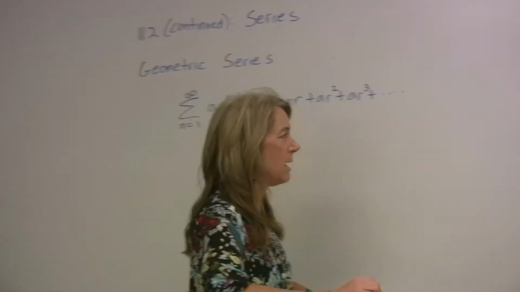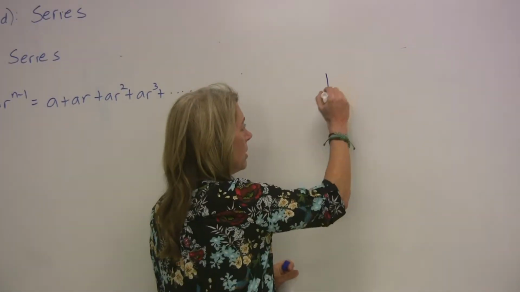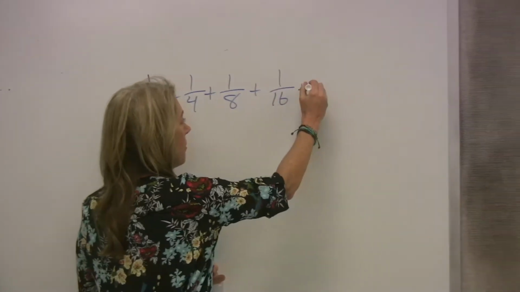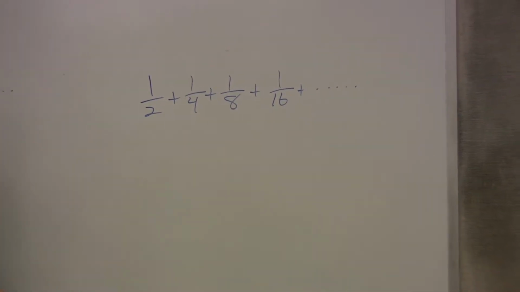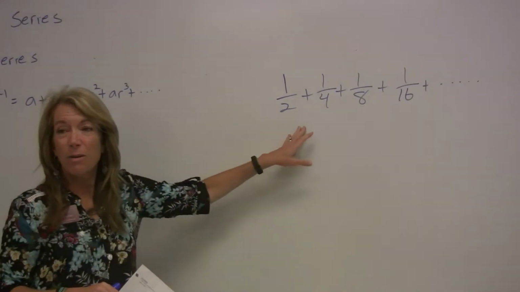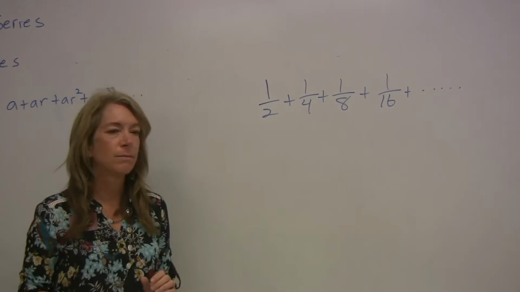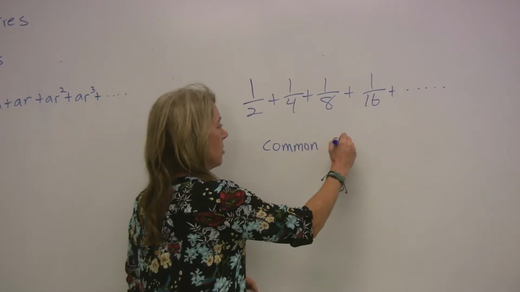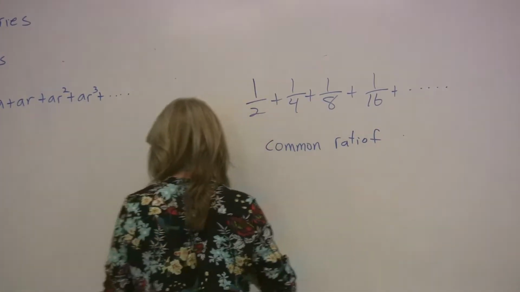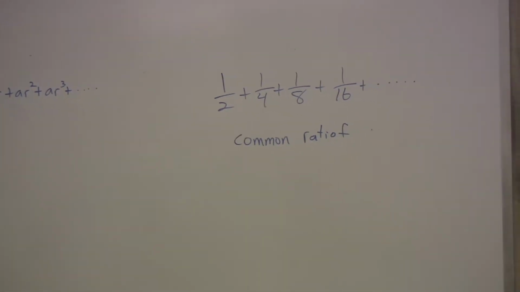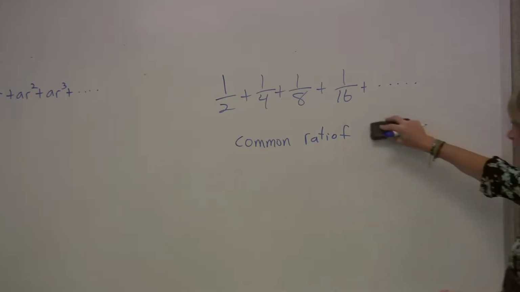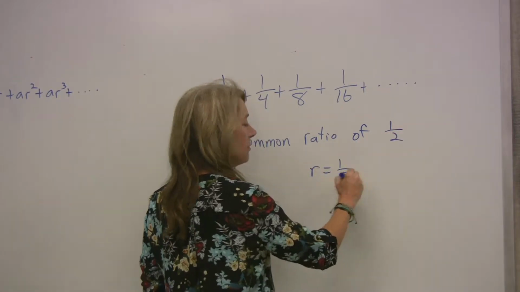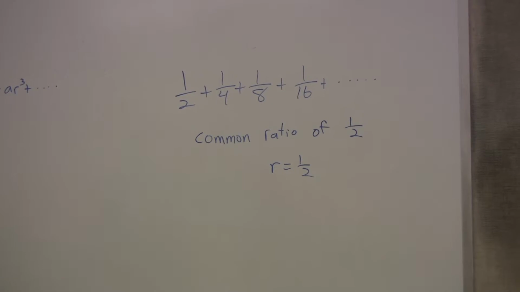I think I gave you one of these last time. Well, actually, the one with the papers. We did 1/2 plus 1/4 plus 1/8 plus 1/16, where I ripped up my paper into a million pieces, right? Actually, it was an infinite number of pieces, to be more precise. What do I do each time to get to the next term? What am I multiplying by? 1/2. So we say this has a common ratio of 1/2. So we would say r equals 1/2. So that is an example of a geometric series.